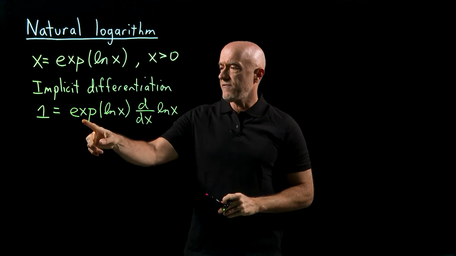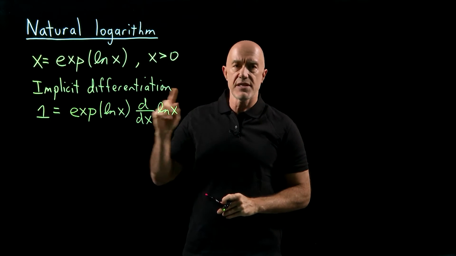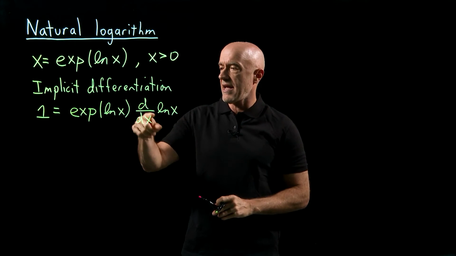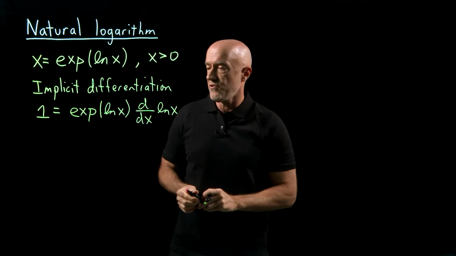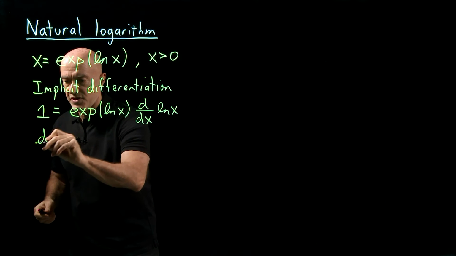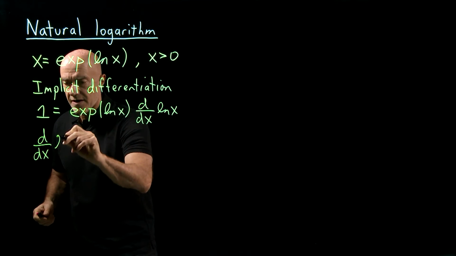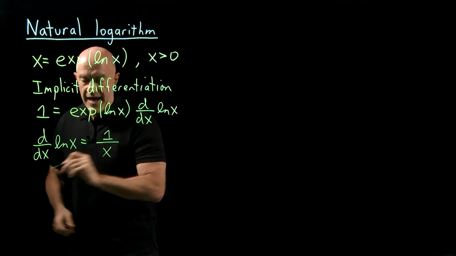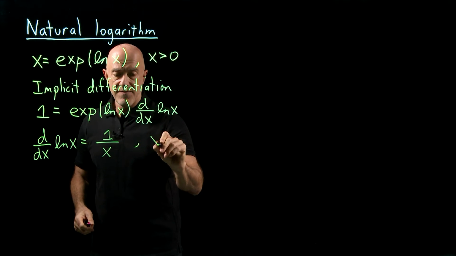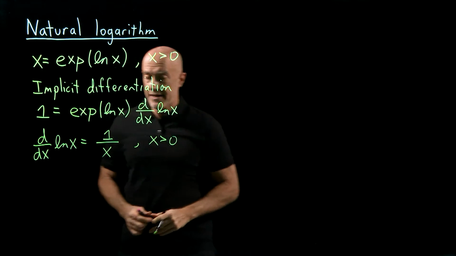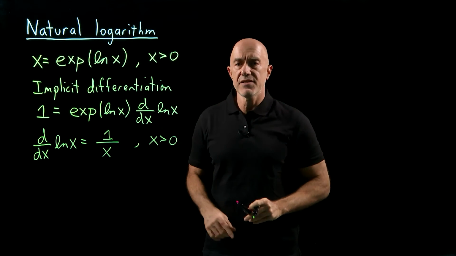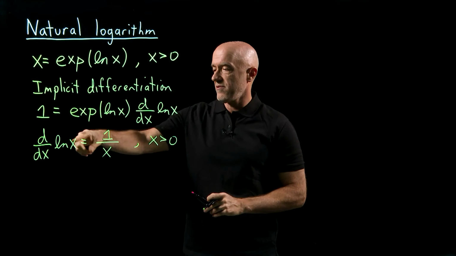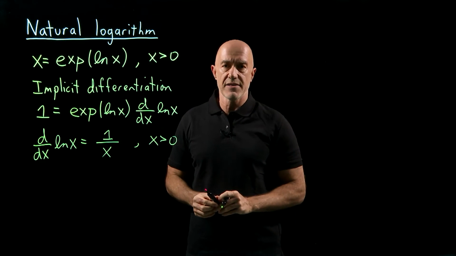So the exponential function of the log of x is just equal to x. So we can solve now for d/dx log x. This is x. We can divide through by x. So we get this result: d/dx of log x is exactly equal to 1 over x. And that would be valid for positive x. A very nice result, right? Very simple. The derivative of the natural logarithm of x is equal to 1 over x.